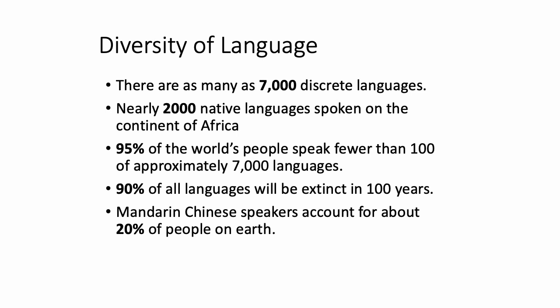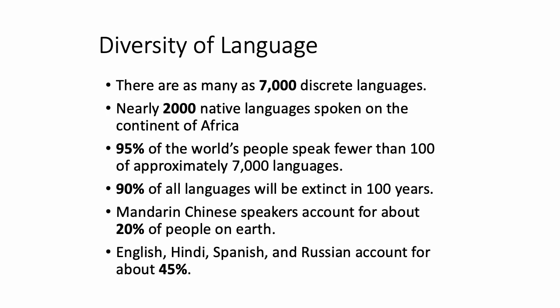Mandarin Chinese speakers account for about 20% of people on the earth. And English, Hindi, Spanish, and Russian account for about 45%. But as you can see, language is very diverse. And while we see, unfortunately, a lot of languages dying out, there are efforts underway around the world to preserve languages, to try and keep those as we can.